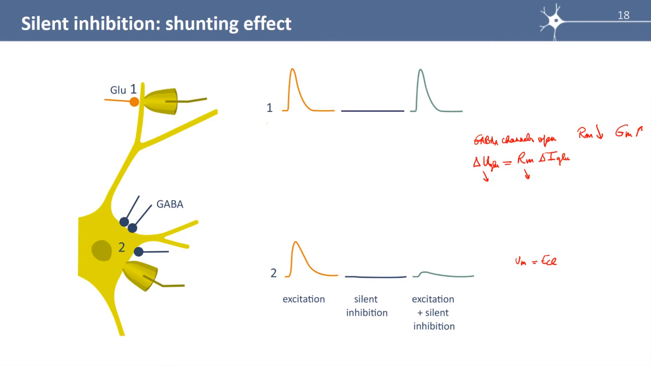Why do we speak about it only with GABAergic synapses? Because of course when you open any channel, you have a decrease in resistance. But it's more important with GABAergic synapses because they have a tendency to be grouped at the soma here or very near the axon initial segment, where, if they are grouped, they have a much bigger effect on membrane resistance.